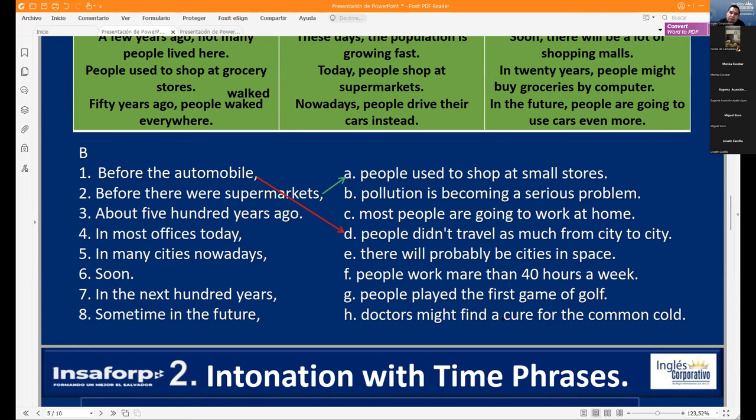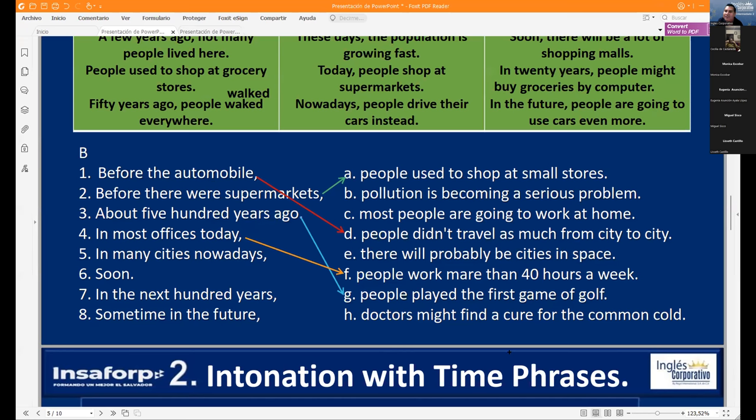Okay, about 500 years ago, what? The G? People played the first game of golf. Highlanders played with their friends. Okay. In most offices today, what? F. In most offices today, people work more than 40 hours a week. More. Oh no, my spelling is bad. Okay. More. So no. Okay.